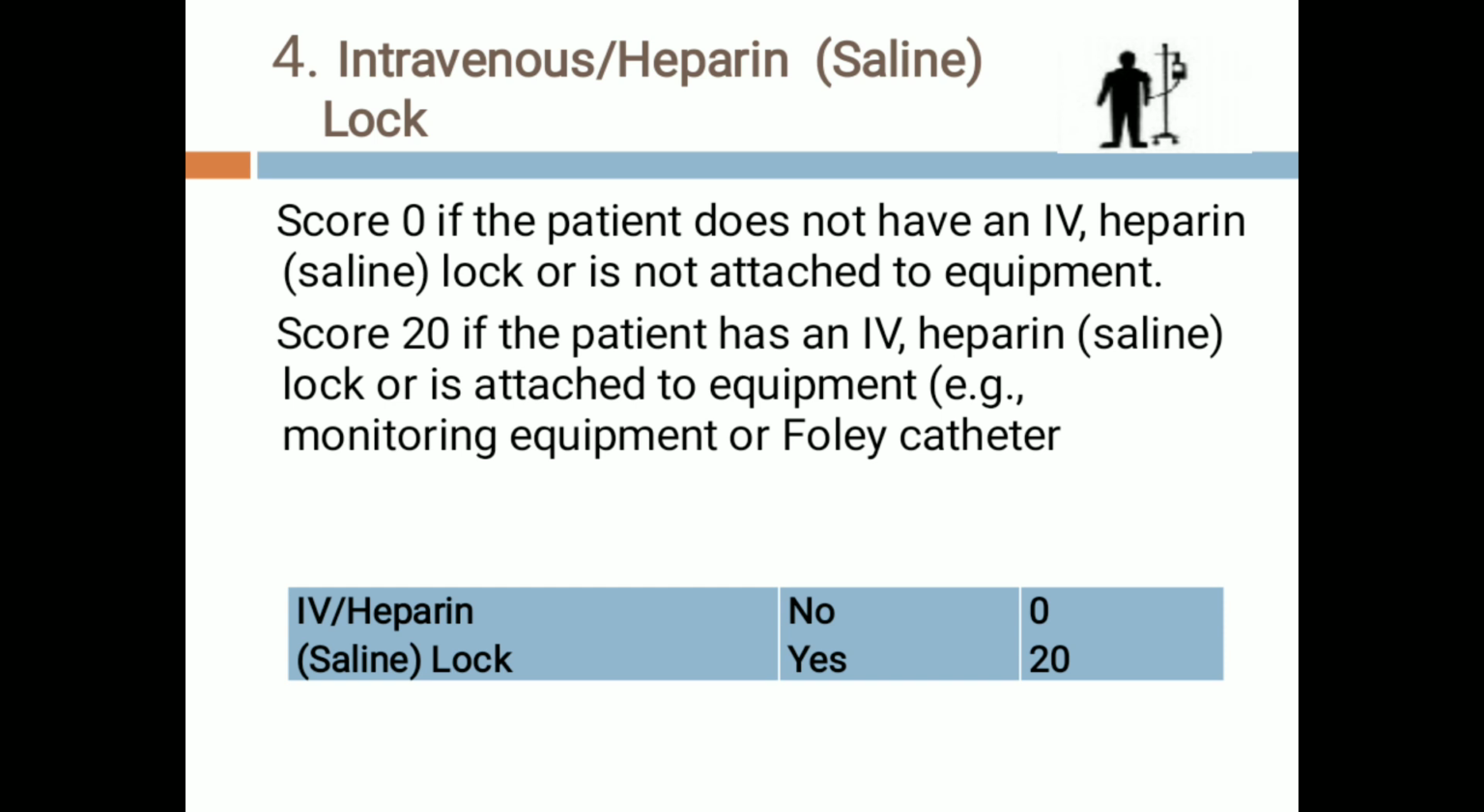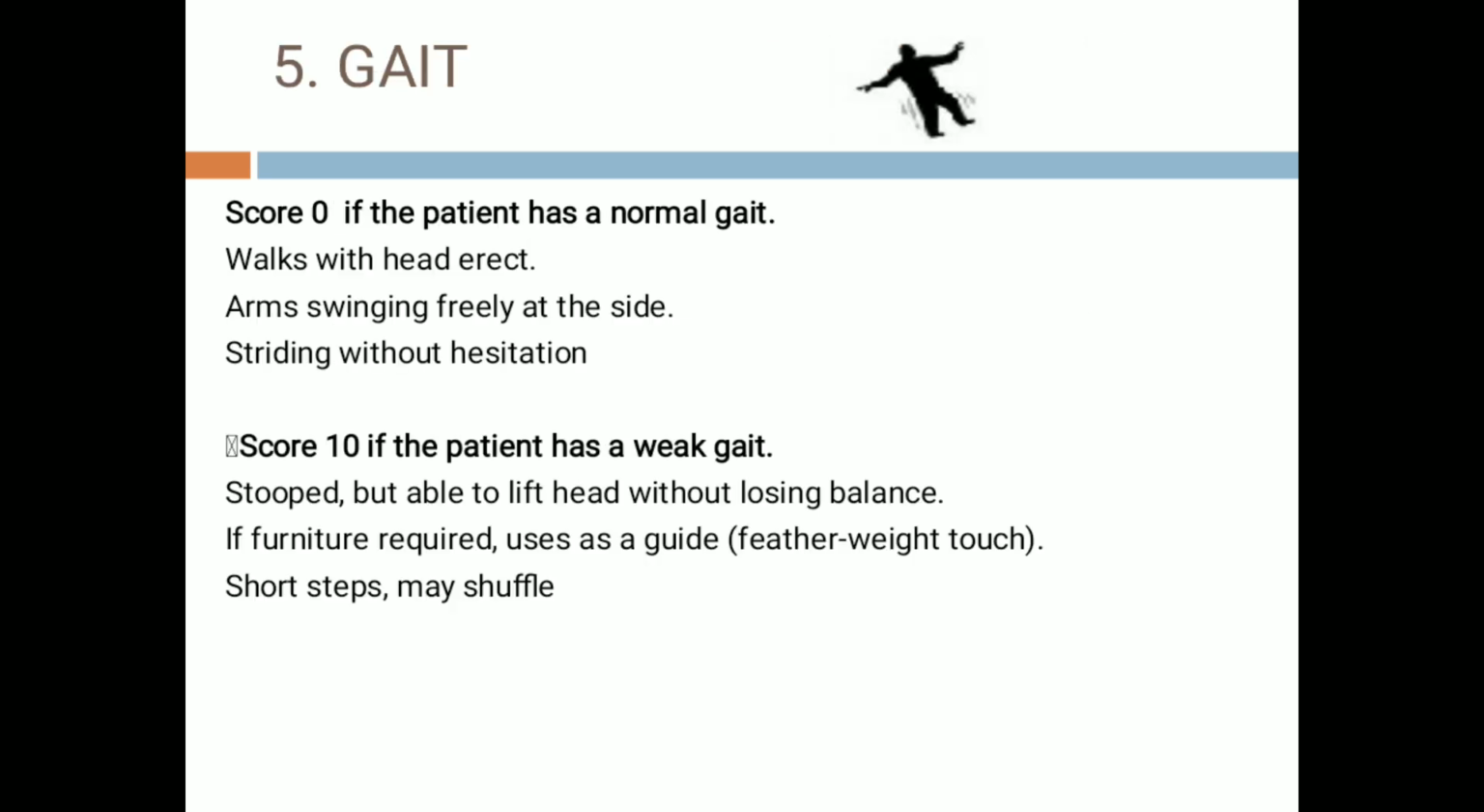Intravenous or heparin lock. Score 0 if the patient does not have an IV or heparin lock or is not attached to equipment. Score 20 if the patient has an IV or heparin lock or is attached to equipment, example monitoring equipment or Foley catheter. Gait. Score 0 if the patient has a normal gait, walks with head erect, arms swinging freely at the side, striding without hesitation. Score 10 if the patient has a weak gait, stooped but able to lift head without losing balance. If furniture required, uses it as a guide. Feather weight, short steps, may shuffle.